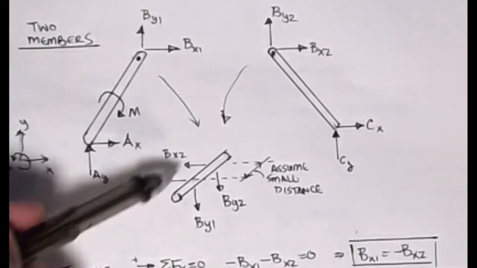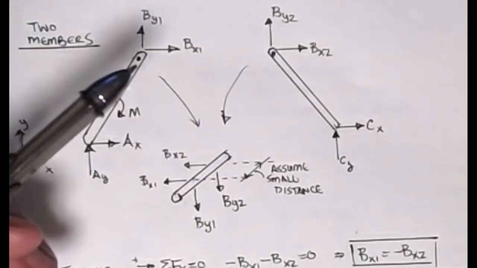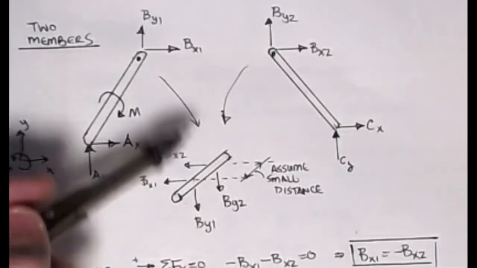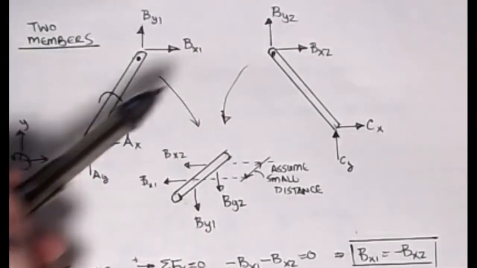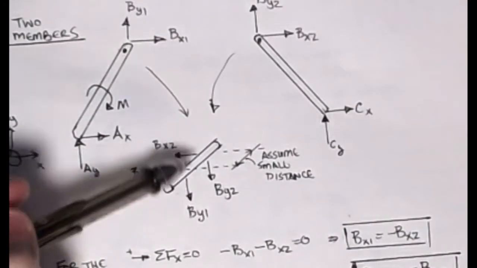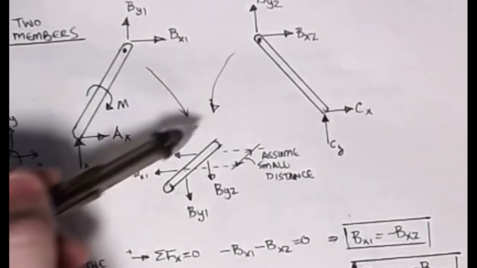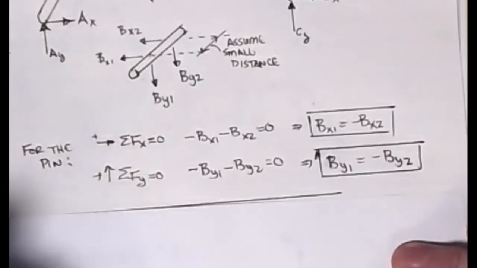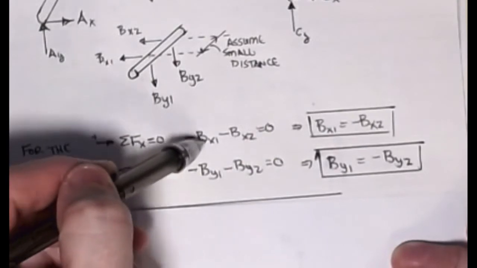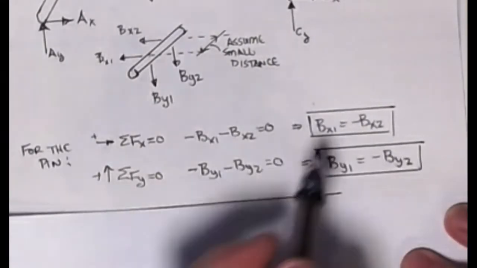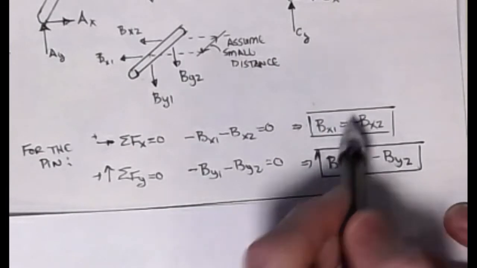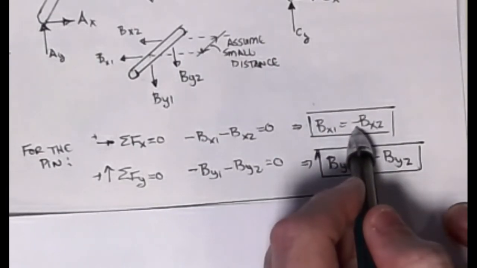But this pin is also being affected by what's happening over on this member. And so a BX2 to the right becomes a BX2 on the pin to the left. And a BY2 up becomes a BY2 on the pin that's left. And so now we've got a third free body diagram, and this guy is completely valid. If I write my equations for the pin, I can do forces in x, and I get the equation minus BX1 minus BX2 equals 0. This tells me that BX1 is equal to a negative BX2. All that says is that the magnitudes are the same, but the directions are different. That's the presence of that minus sign on BX2.